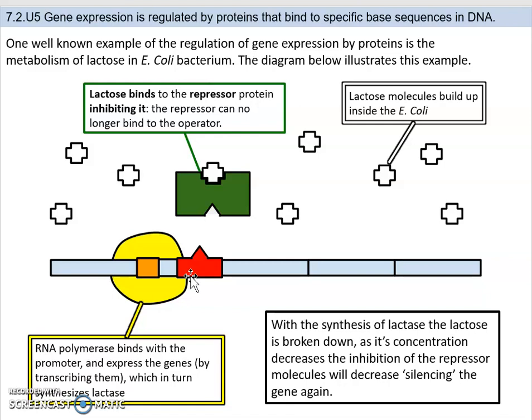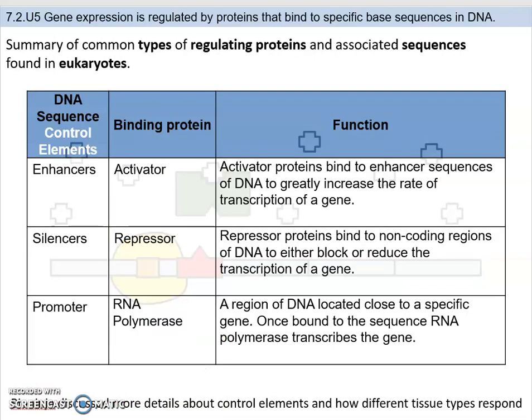So it means that you only produce lactase when you need to produce lactase. This is just one example in a prokaryotic cell, but eukaryotes operate in rather the same way. And what we've got here is a bit of a summary, which is important. It's important to distinguish clearly in the language that you are using between the DNA sequence, or the control elements, as BioNinja calls them, and the protein that is going to block or activate those particular sites.